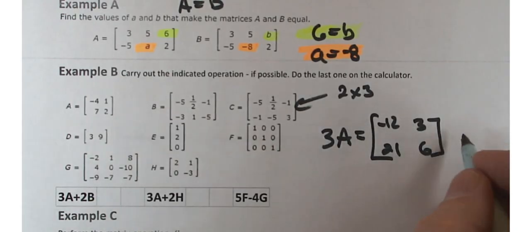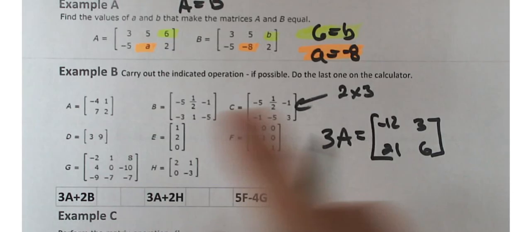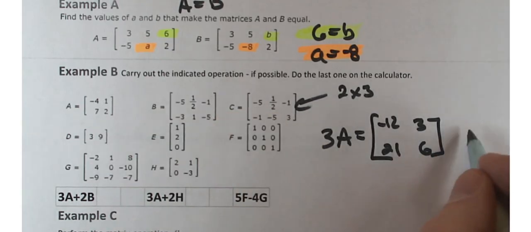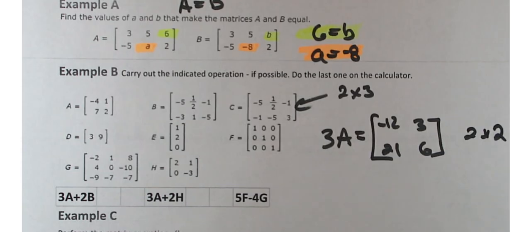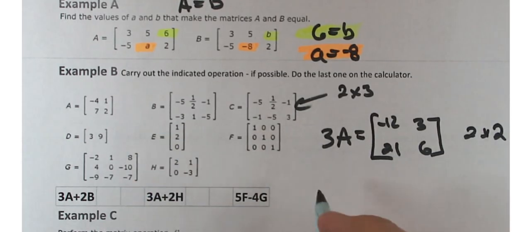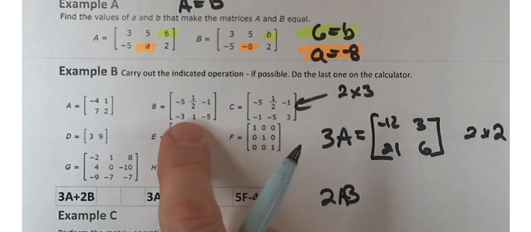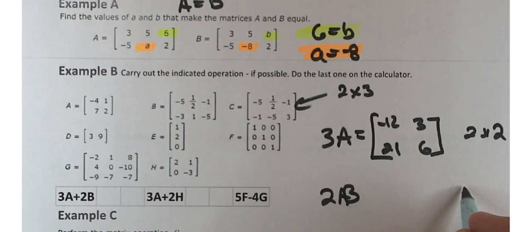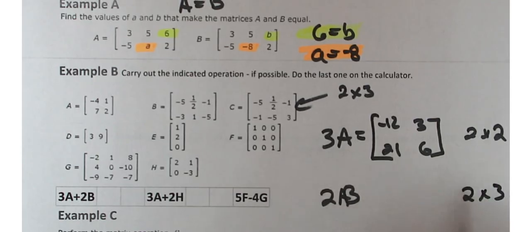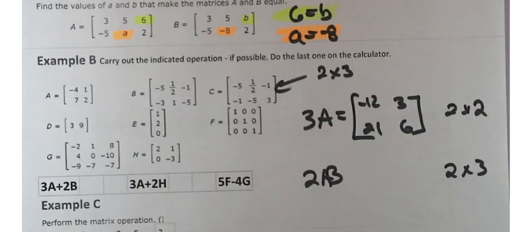Well, let's take a look at the dimensions of this matrix. This is what size matrix? A 2 by 2. How about matrix B? Now, I don't know. I haven't calculated what 2 times B is yet. But B is what size matrix? 2 by 3. So they don't match.